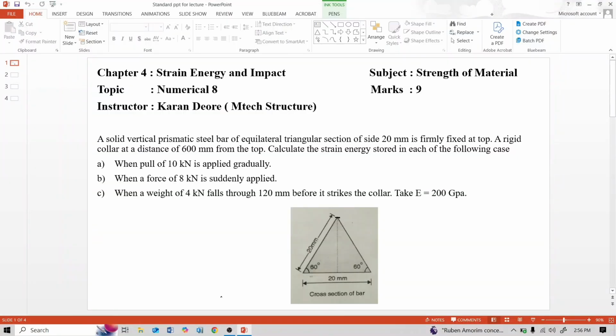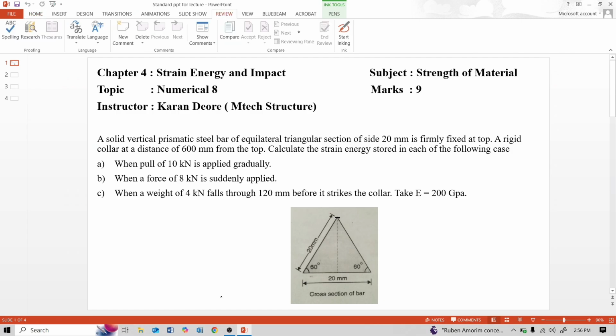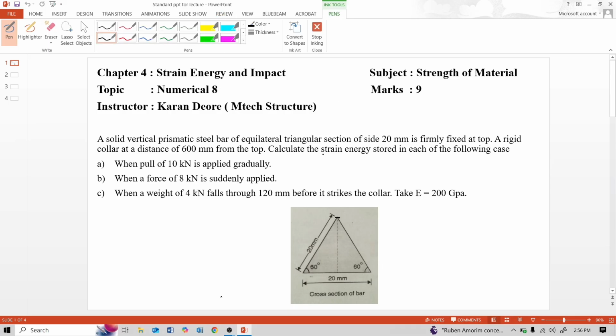Today in this video lecture, we will see numerical 8 on strain energy and impact. In this numerical, we will calculate strain energy, and strain energy for gradually applied load, suddenly applied load, and impact load.